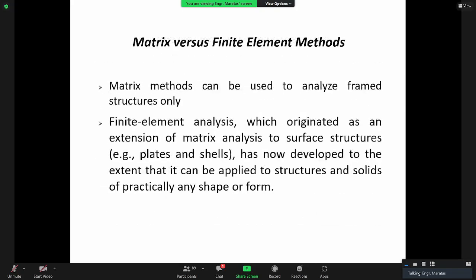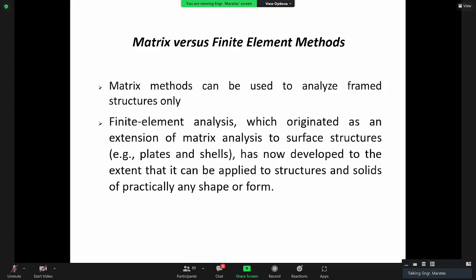Now let us compare this matrix method with the finite element method. I am pretty sure all of you have also heard of this type of analysis, the finite element. So matrix methods can be used to analyze frame structures only. So that's the limitation of the matrix method. It is limited up to frame structures. Later on I'm going to expand on that.